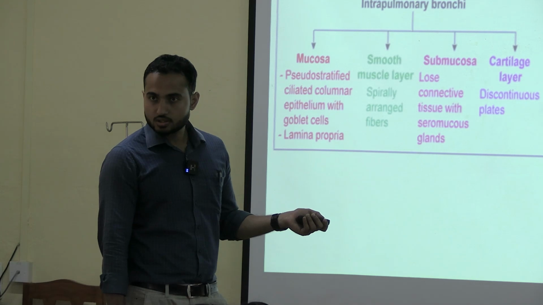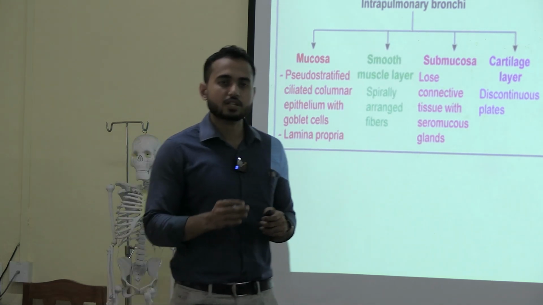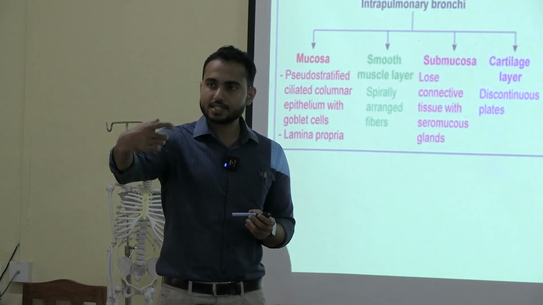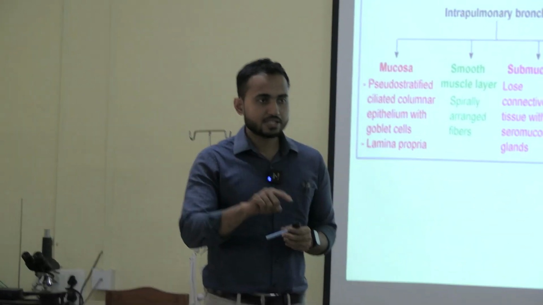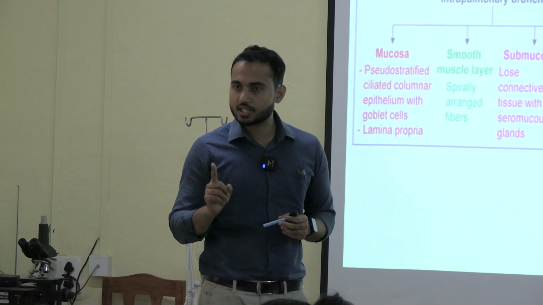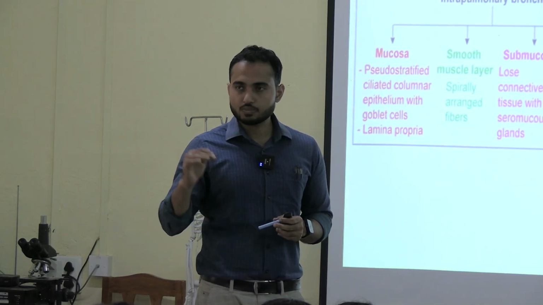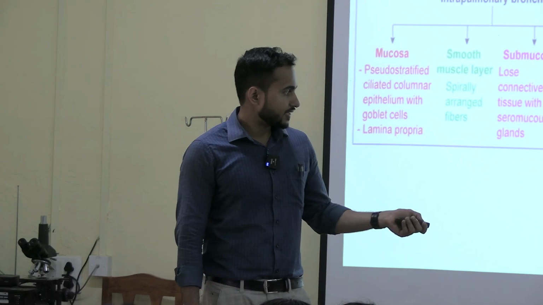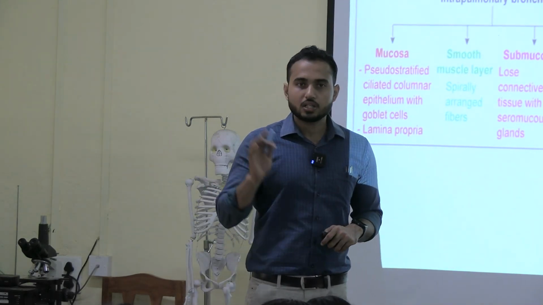You can't write only cartilage. Cartilage and muscle layer. What is the meaning? The meaning is cartilage and the muscle are present in one single layer. That is the meaning of cartilage and muscle layer. And followed by the most external layer, which is the adventitia. That we have already discussed in the trachea.